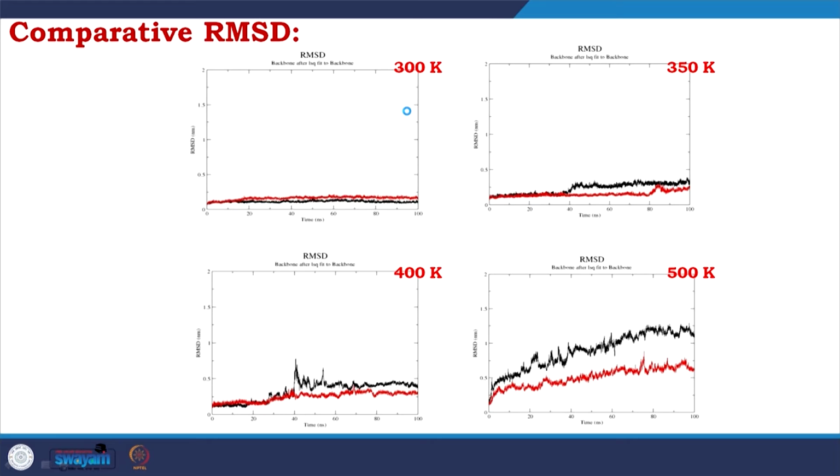You see that when we compare the root mean square deviation, from 300, interestingly, we see more flexibility in the thermostable protein, whereas when it shifted from 300 to 350 and further, we see that gradually there are more RMSD values in the case of the mesophilic protein, which was expected.